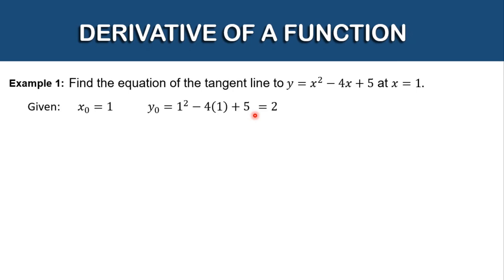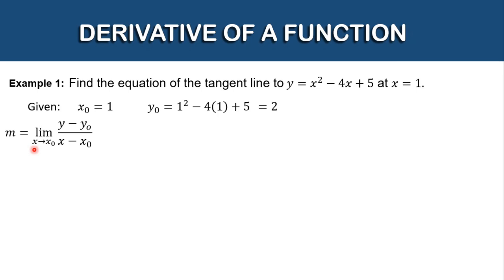And let's have our formula, because the first thing that we need to do here is to find the slope of the line. In finding the slope of the line, we're going to use the formula m. M stands for the slope. The slope is equal to the limit of y minus y sub 0 all over x minus x sub 0 as x approaches x sub 0.